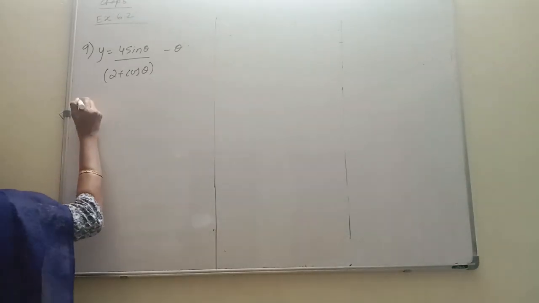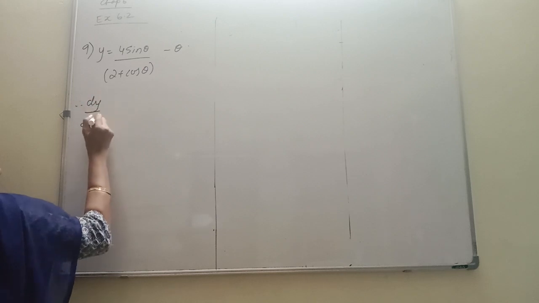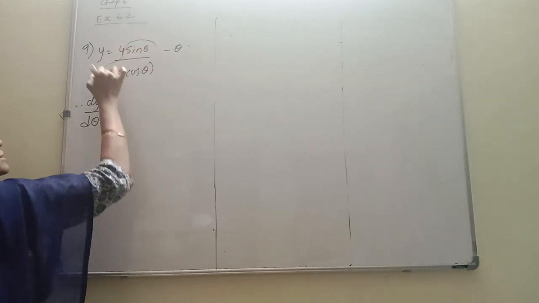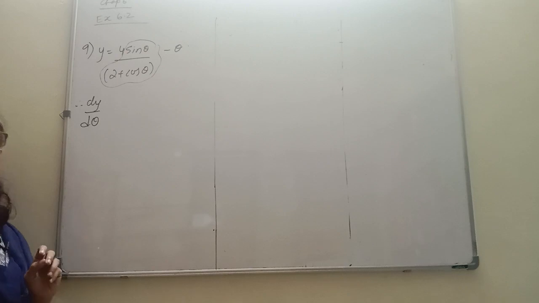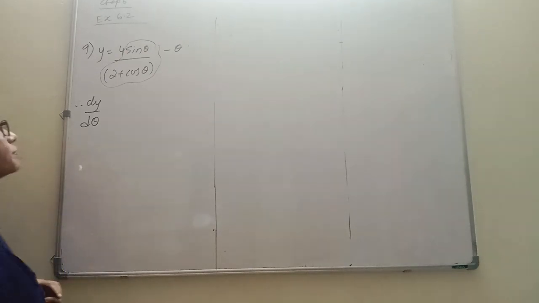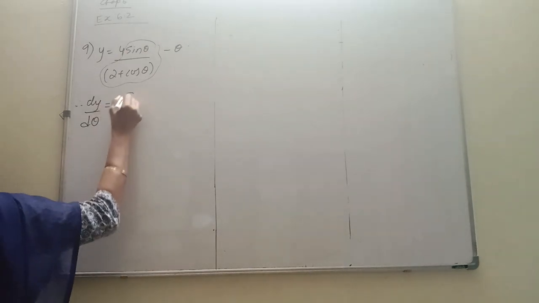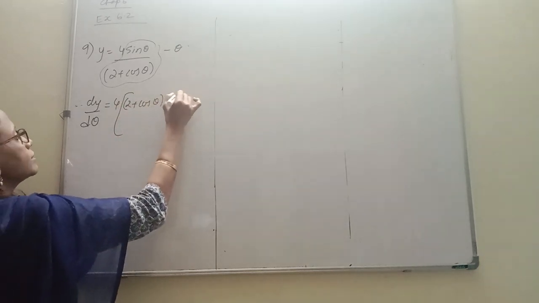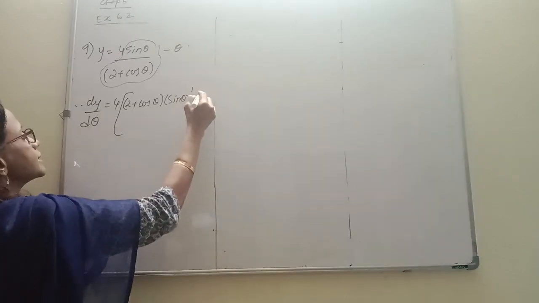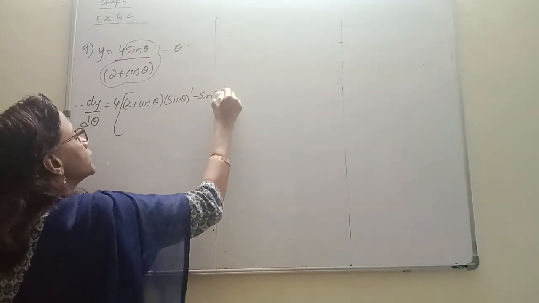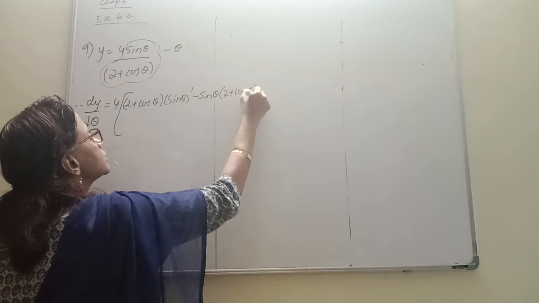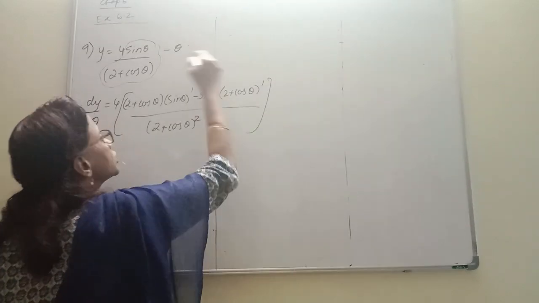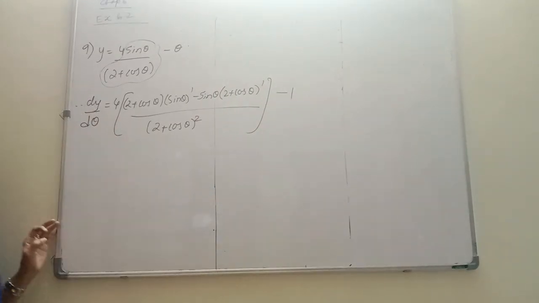So let's take the derivative dy by d theta. We can clearly see that this is a rational function, so we'll go for the quotient rule and get the derivative that way. So it is 4, we can keep it as it is, 2 plus cos theta, derivative of sine theta, minus sine theta into derivative of 2 plus cos theta, by 2 plus cos theta the whole squared, and derivative of theta, of course, we know is minus 1, so that we can write there.